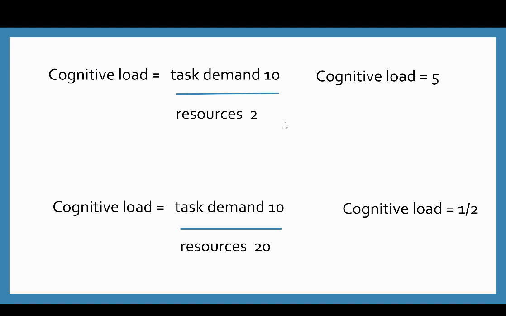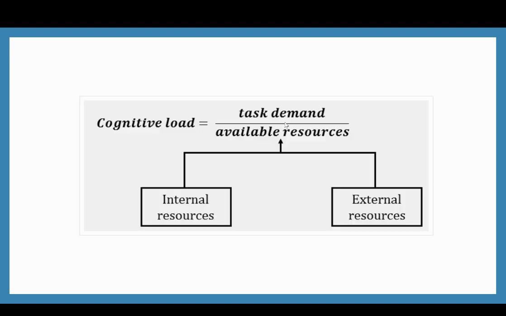Whereas if a task demand is exactly the same at 10, but we have more resources, we have 10 times as many resources, look, the cognitive load is down to a half because 10 divided by 20 is a half. So exactly the same difficulty of demand of a task, but more resources, and that mitigates the cognitive load.